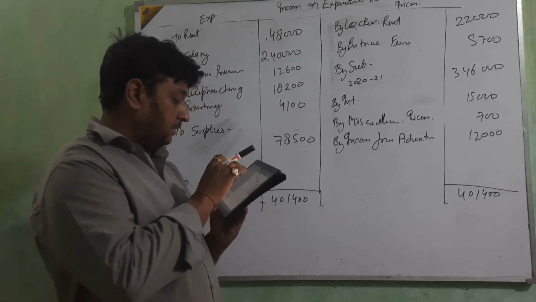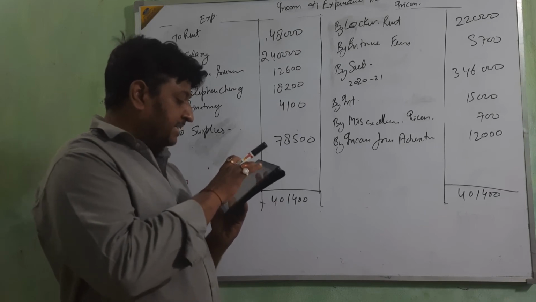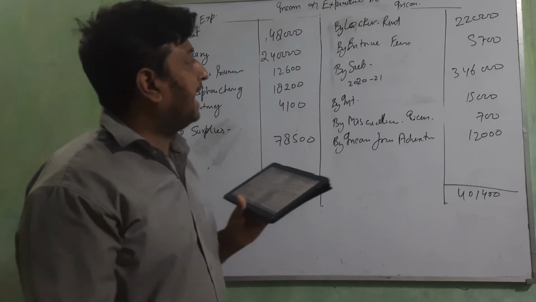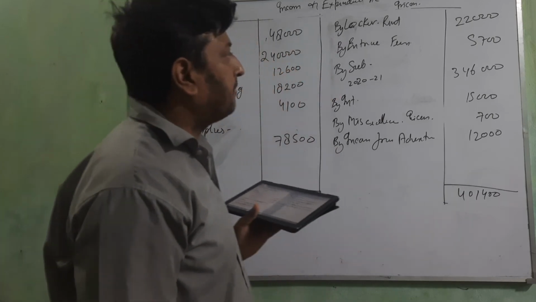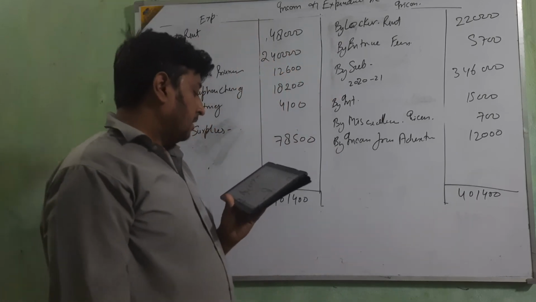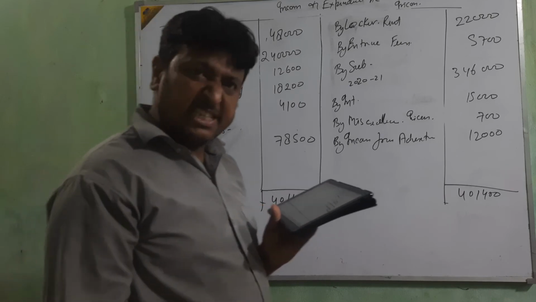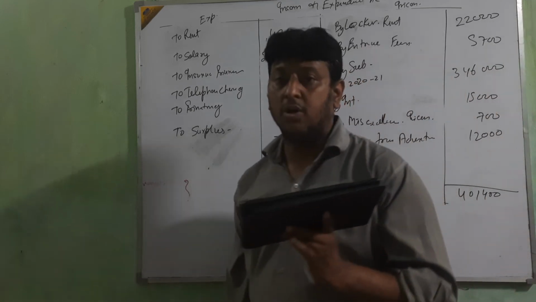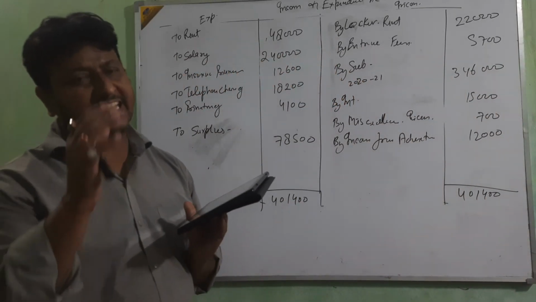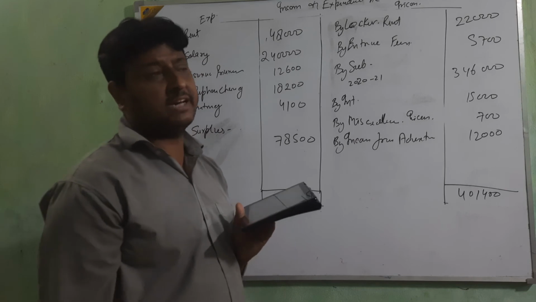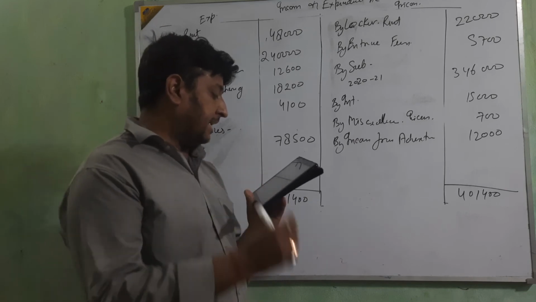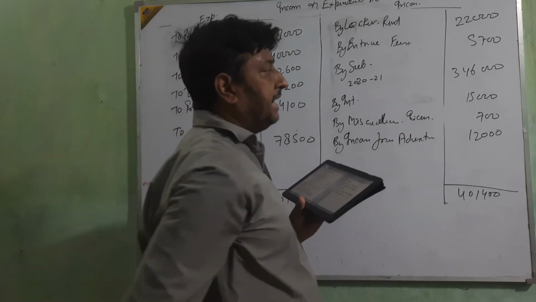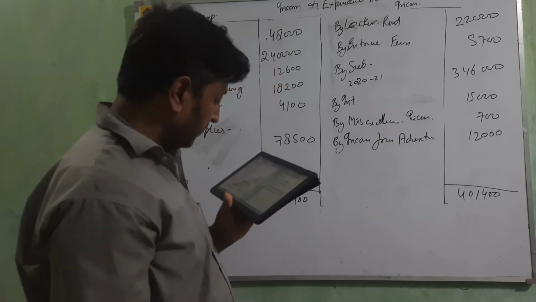So then, as a revenue we are going to take the entrance fee, 5,700. Then next, by subscription, 3 subscriptions are given: 19-20, 20-21, 21-22. So only the current year income and expenditure we are going to see. So only the current year income is 3,46,000, and we are going to take the 3,46,000. Okay, clear?